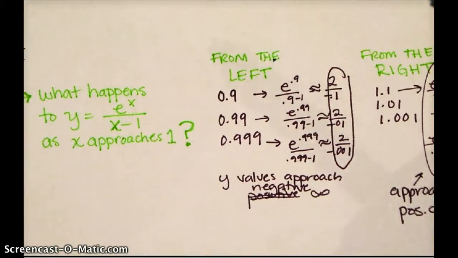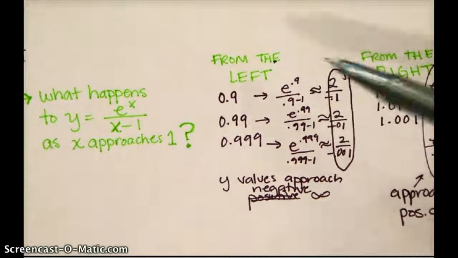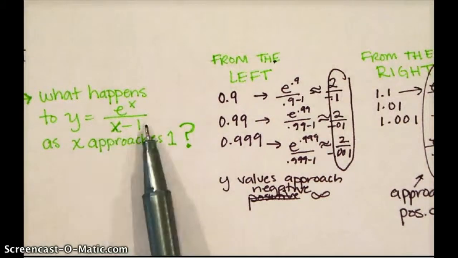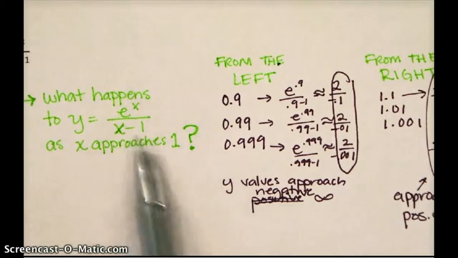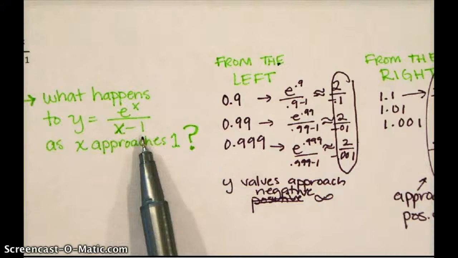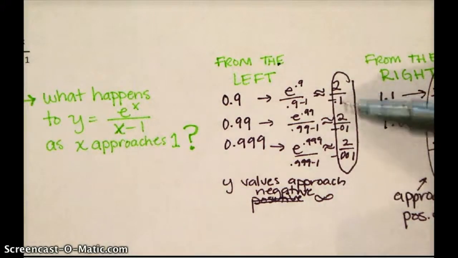And it doesn't actually matter if I'm really precise about the top function, because actually the bottom of this fraction is what's really changing the most. And that's because when I plug in numbers really close to 1, and then I subtract 1, I'm going to end up with really small decimals. In fact, with really small negative decimals.